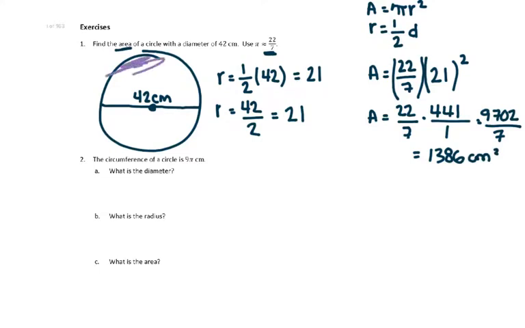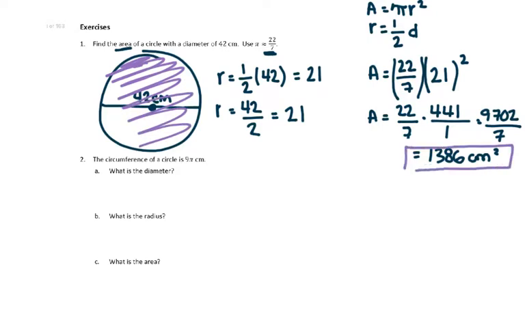So that means that the entire inside space of my circle is 1,386 centimeters squared. That is the area of my circle. So if I had a circular table and I wanted to put a tablecloth over my circular table, I would need to know how many centimeters of cloth I would need to at least cover that table. Now, it wouldn't be draping over the edges because I'd need more material than that.